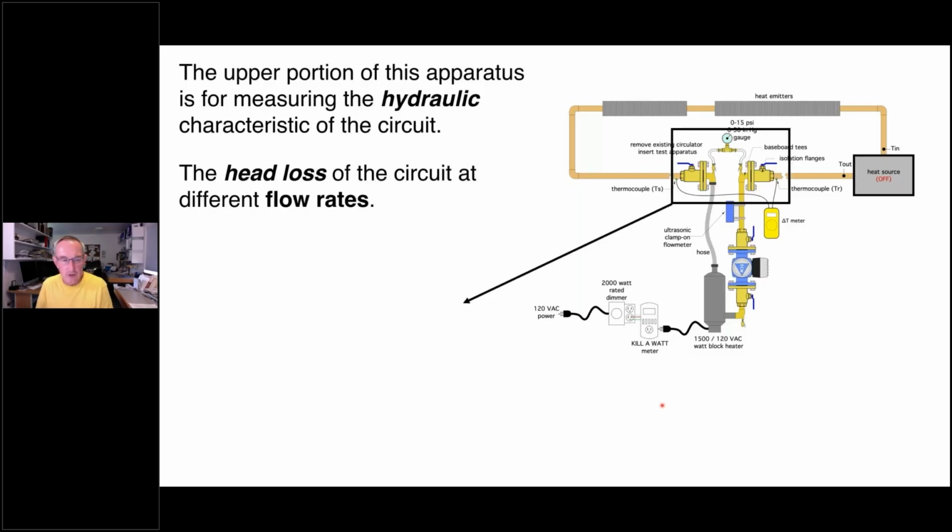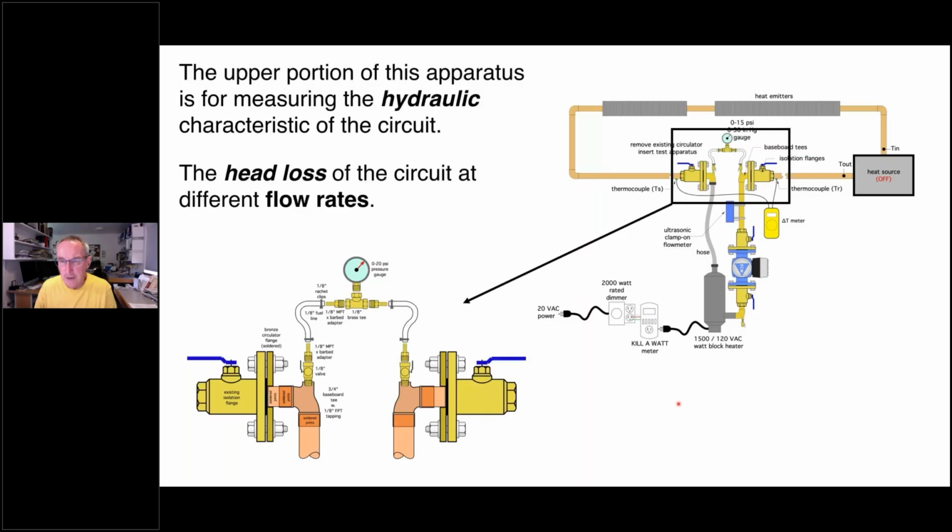Now, we're going to zoom in on this upper portion of this test apparatus just so you can see it a little bit better. So again, here are a couple flanges. These are bronze flanges that you can buy from different manufacturers. And being bronze, you can either silver solder, braze, or perhaps even solder a short little stub of copper tubing in there. And then this is a baseboard T.